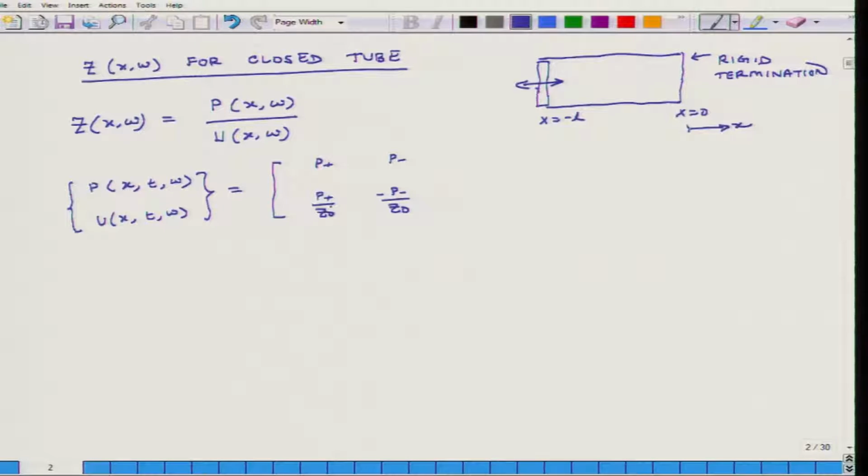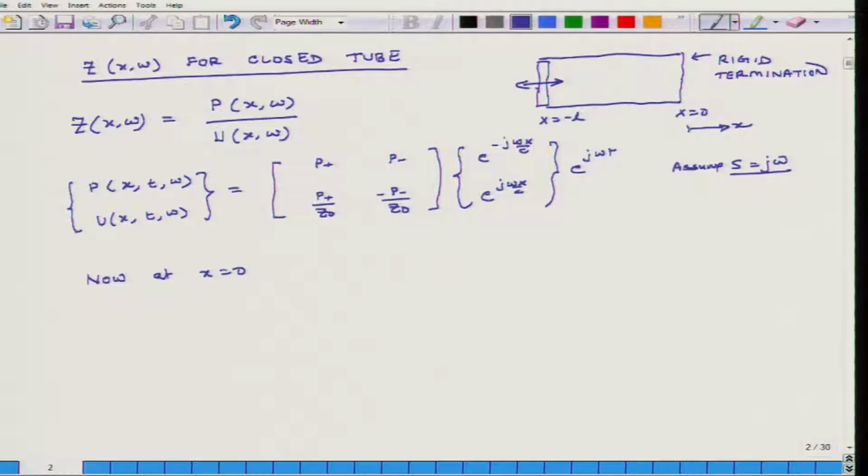So, p plus and negative of p minus divided by z naught, e to the power of minus j omega x over c, e to the power of j omega x over c. Here I am right away assuming that s is equal to j omega, and then e to the power of j omega t. So, we are assuming that s is equal to j omega. Okay.